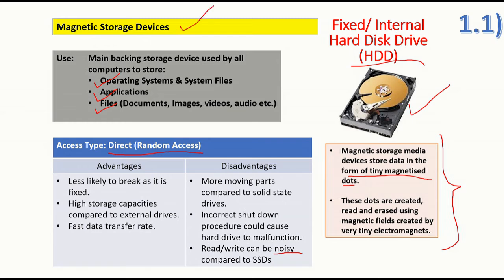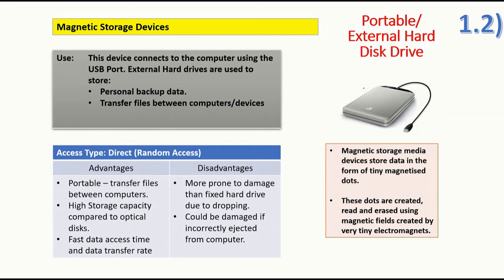So remember this bit as common for all the three magnetic storage devices. The second device we have in our discussion today is a portable hard disk drive, or an external hard disk drive. As you can see, the technology it uses is the same as an internal or fixed hard disk drive.